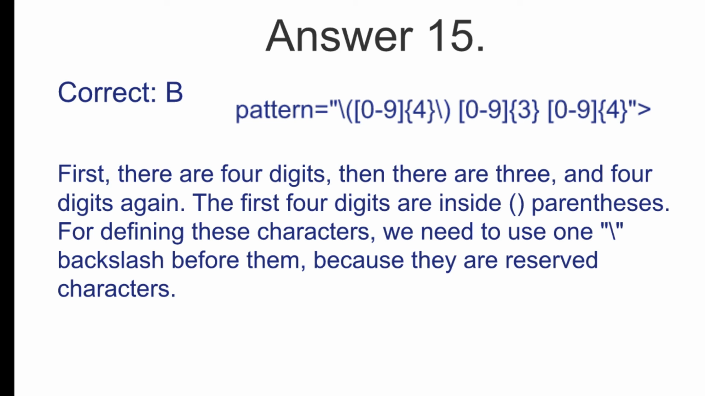And if you guessed B, you're correct. So for answer 15, the correct answer is B. First, there are 4 digits, then there are 3, and 4 digits again. The first 4 digits are inside the rounded parentheses. For defining these characters, we need to use the backslash before them because they are reserved characters.